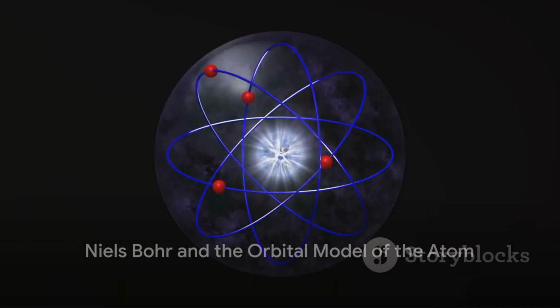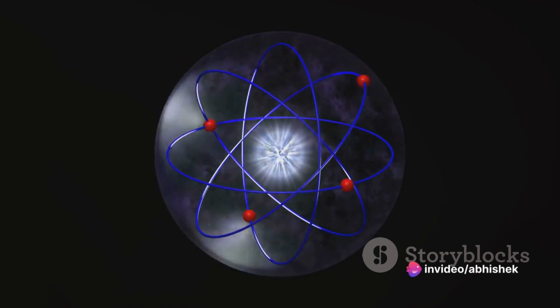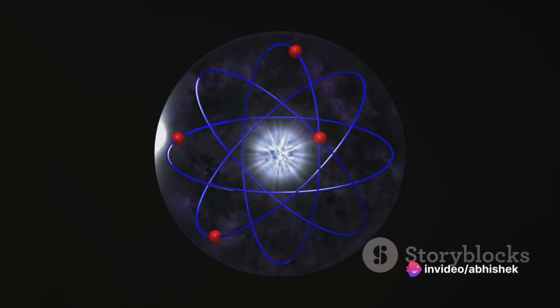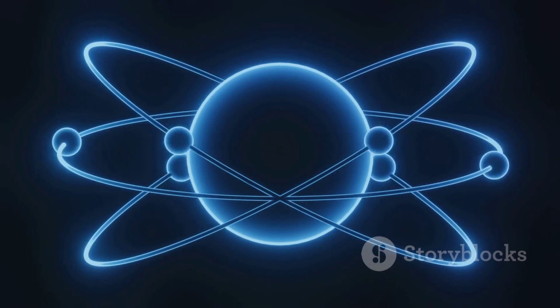In 1912, Niels Bohr proposed a model where electrons move in fixed orbits around the nucleus. Bohr's model also explained why atoms emit light in fixed wavelengths, a phenomenon that puzzled scientists for years.